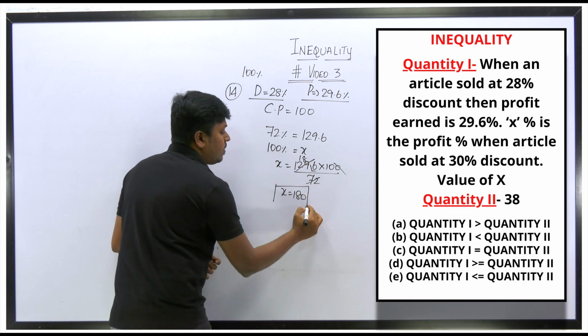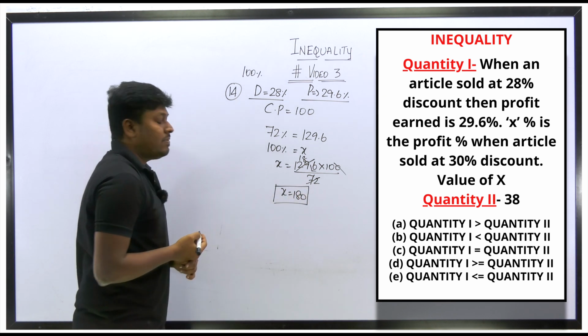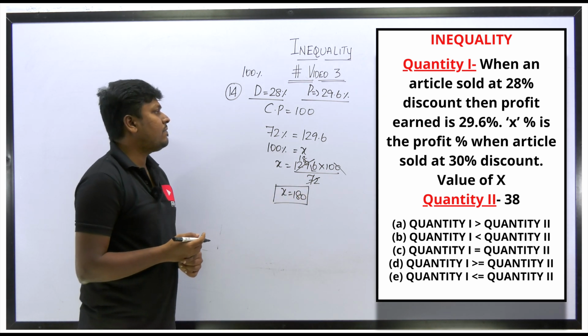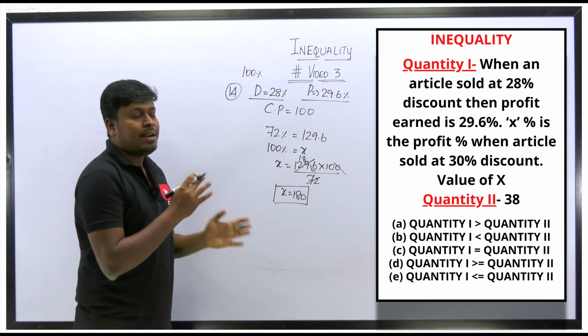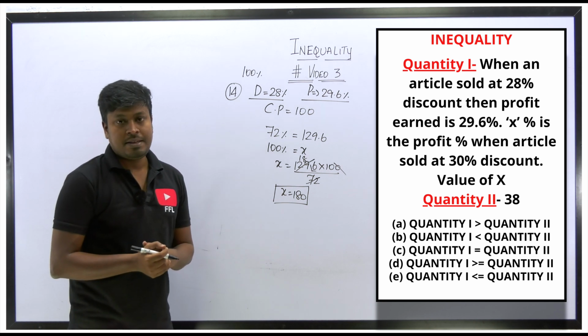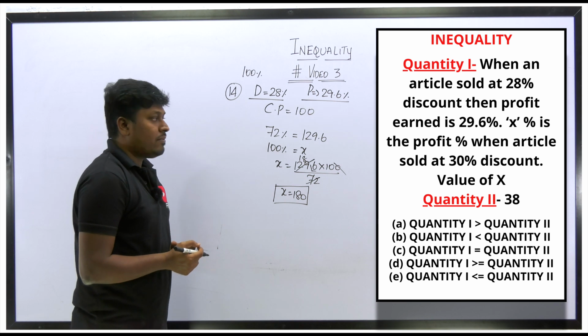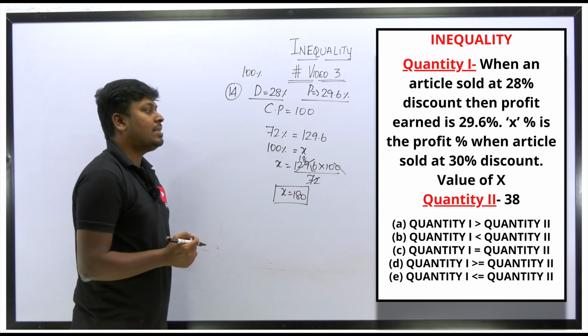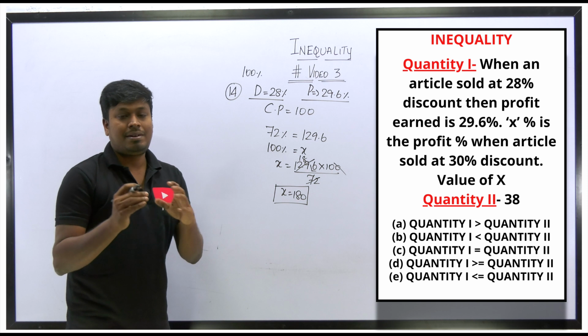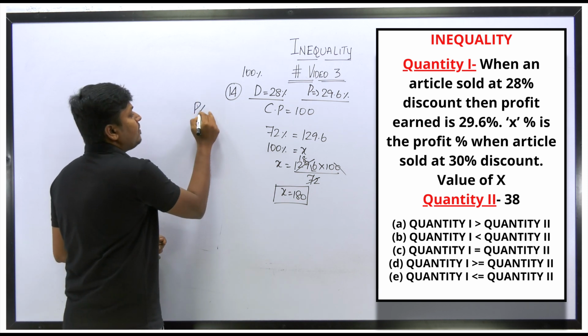So finally we got the marked price will be 180. So after finding the marked price, the second part of the answer will be very simple. Why? Because X is the profit percentage when the article is sold at 30% discount. So our target is to find what the profit percentage is.